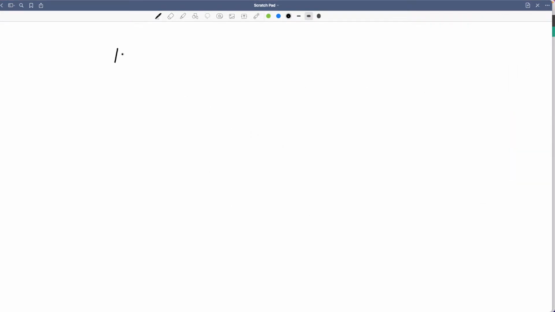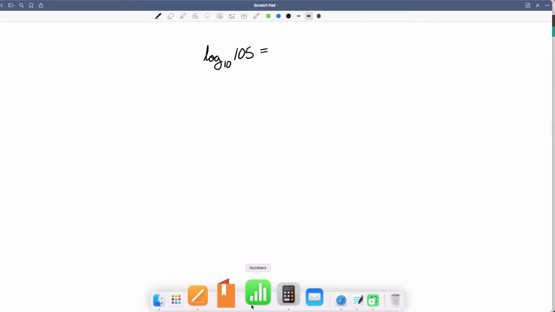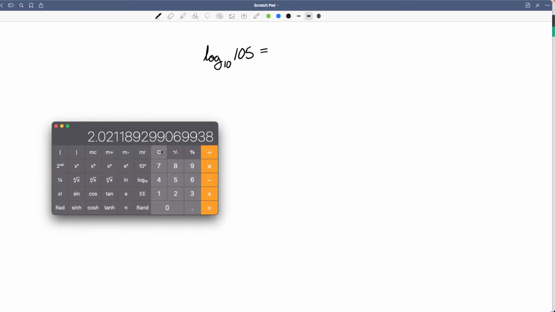Let's find the logarithm for 105 to the base 10. Actually, let's go ahead and write this down. The log of 105 to the base 10 is, that's how you'd write that. And we'd pull up our calculator and we would put that in this way. You'd say 105, and then you see this little log 10 button. You might just have log, or you might have log 10, but you click that and it gives you the answer. How easy is that?